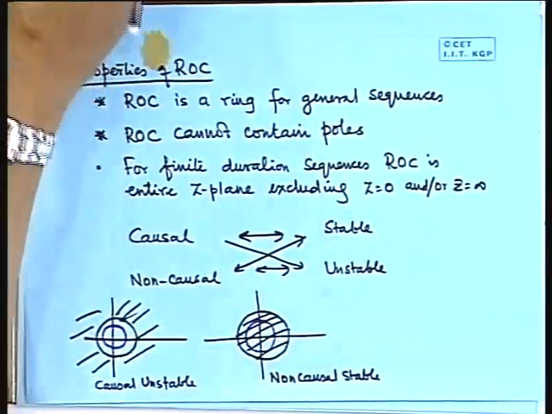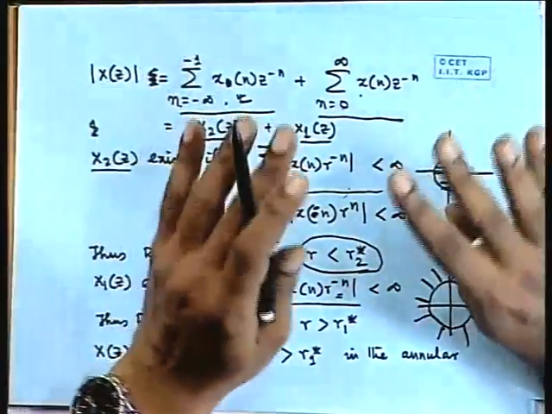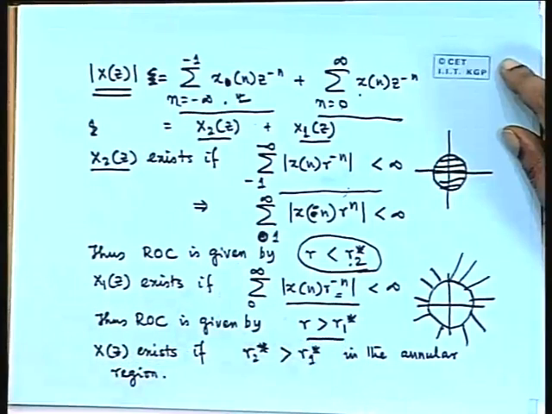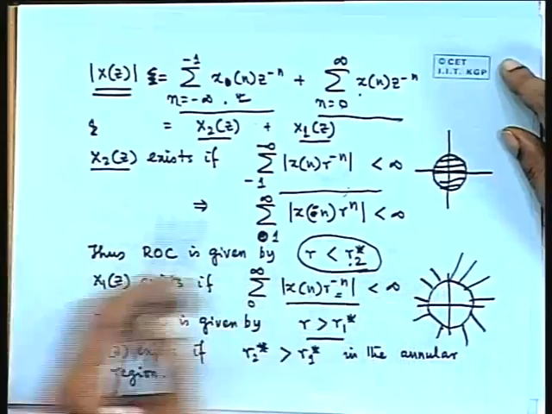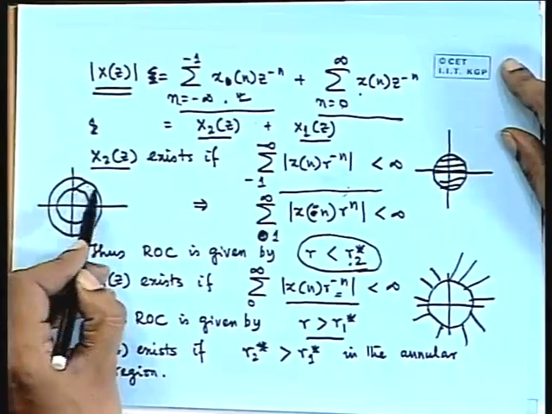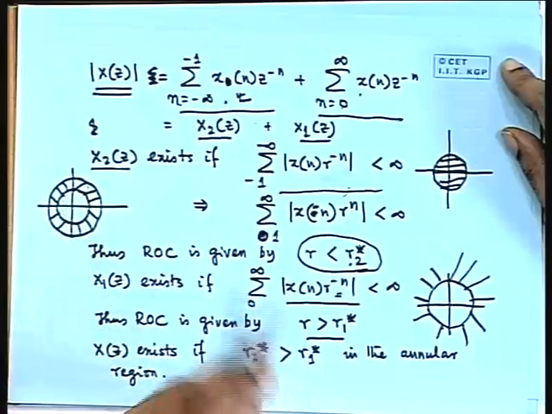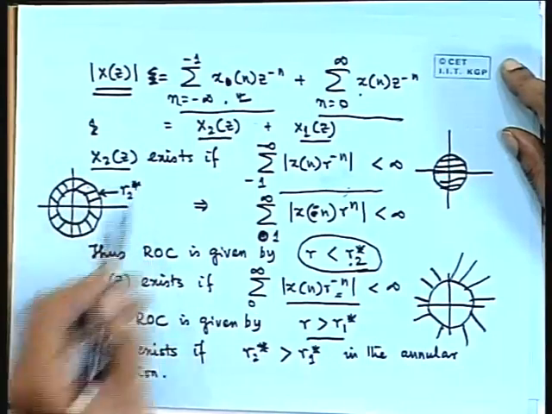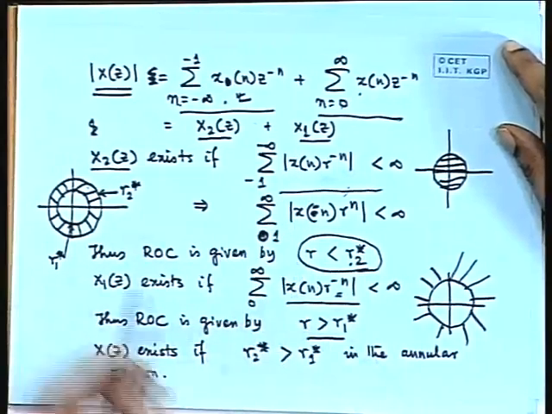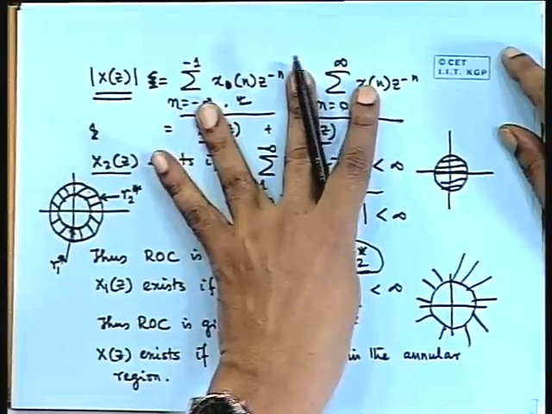So in general what will happen now? If I take a general sequence, some part of it which is anti-causal, some part of it which is causal, then if you merge these two, what will be the condition for X(z) to exist? It will be r less than some r2 star and r greater than some r1 star. So it will be a ring in general. This is r2 star and inside is r1 star. If that happens, then the Z transform will exist in this ring by these two conditions. Then the overall Z transform, which is the sum of these two, will exist in this annular region.